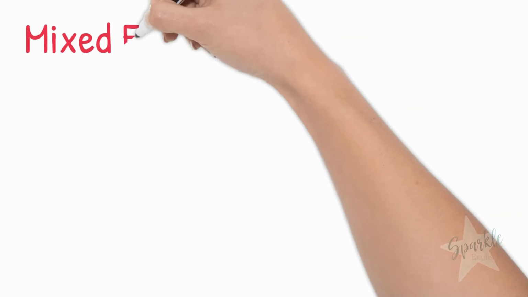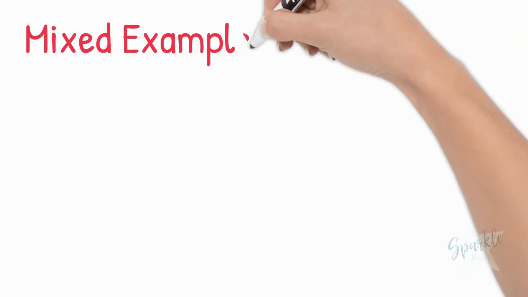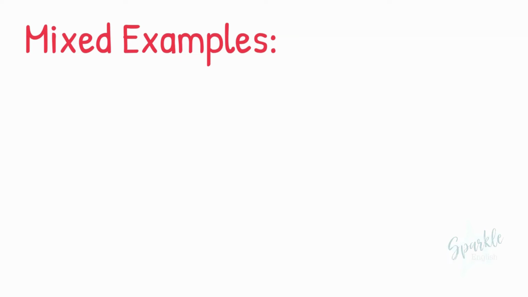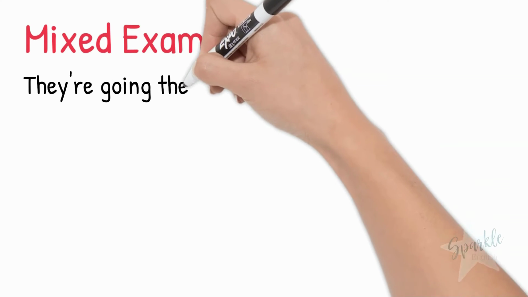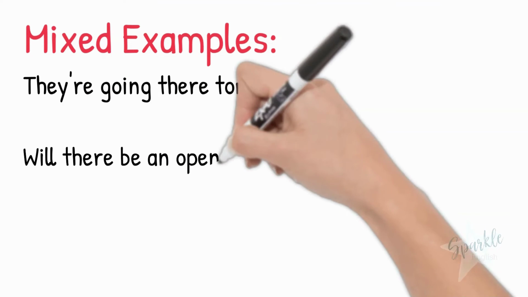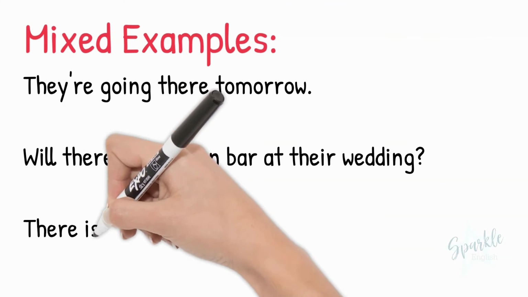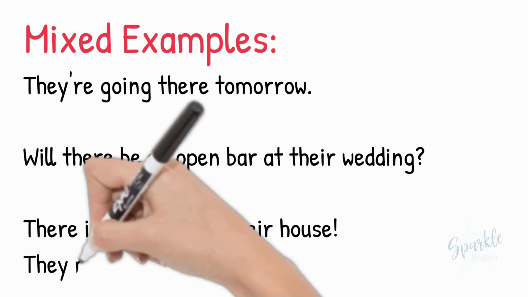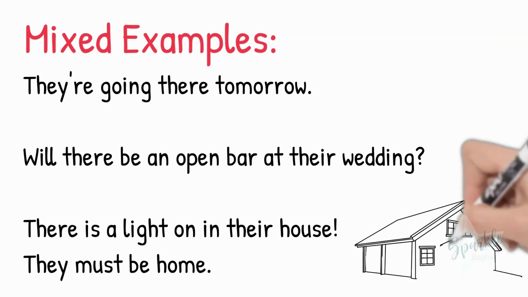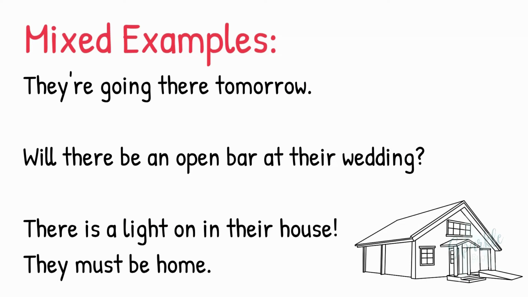Now let's review some sentence examples mixing there, their, and they're. They're going there tomorrow. Will there be an open bar at their wedding? There is a light on in their house. They must be home.